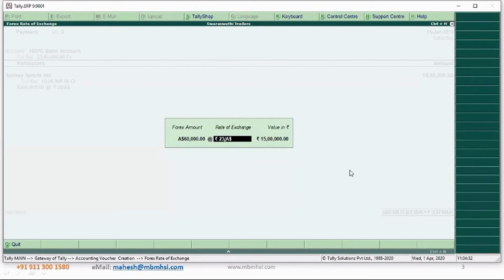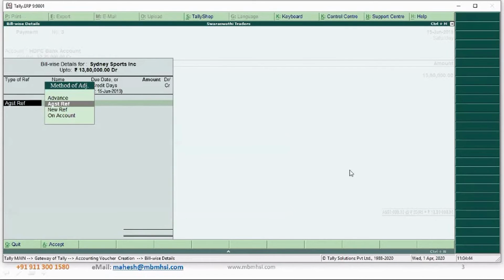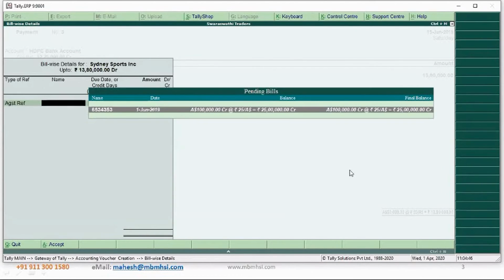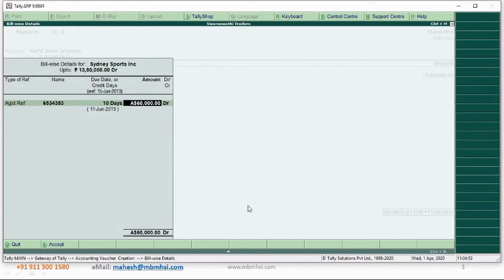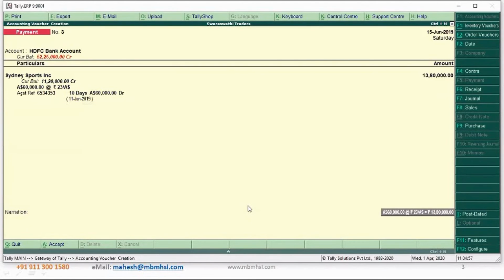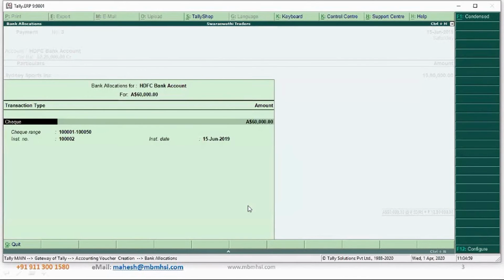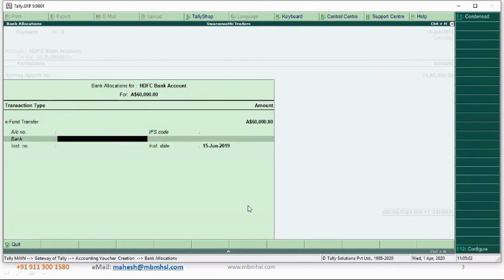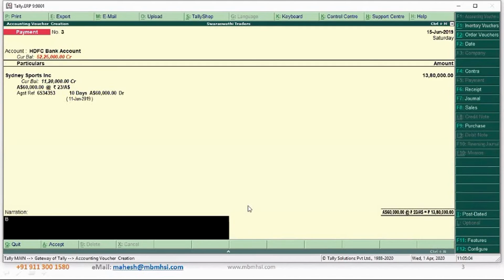Okay, so once I type 23 rupee per dollar, how much money am I paying? I'm paying 13,80,000. Now again, I need to adjust against the bill. Against this $1 lakh, I'm paying $60,000. So 40,000 is still pending. So I made a partial payment. All these details fill in.